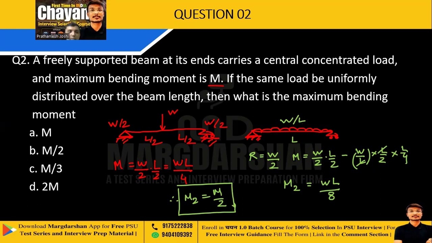And just take a hint from here: if we took W, the L squared term would come here, and we have no comparison for that. So we have to keep this in the same proportion of L as that of M. So we have to do this as W by L, and eventually we will get option B as our answer. Okay, now let's move to the next question.